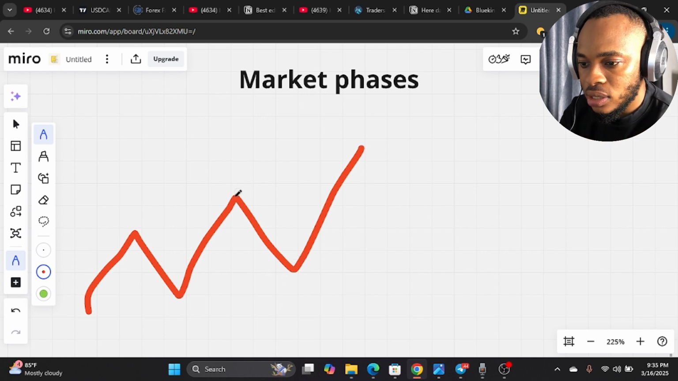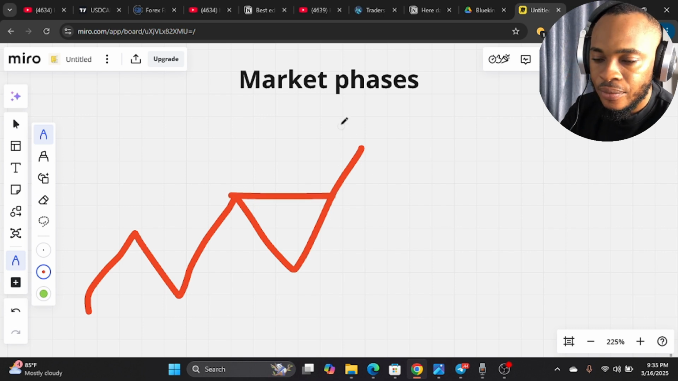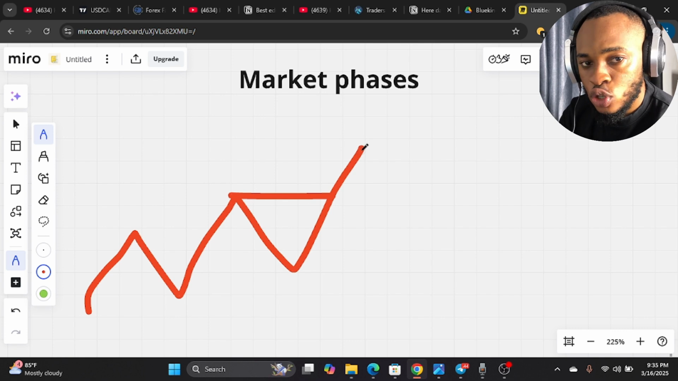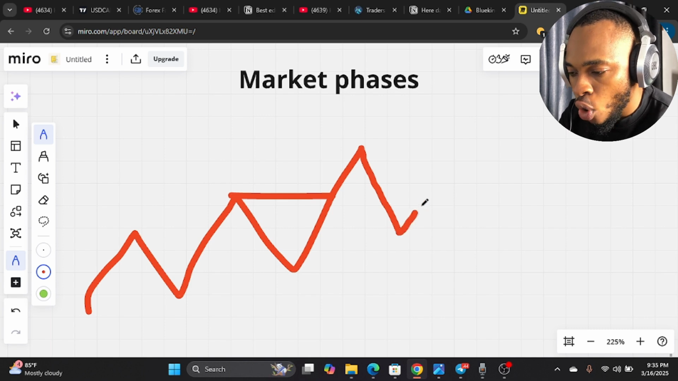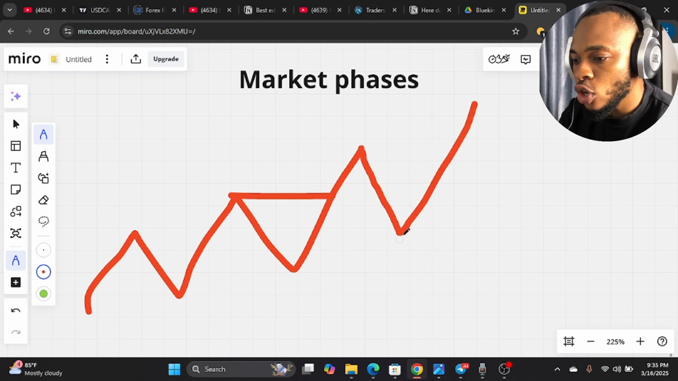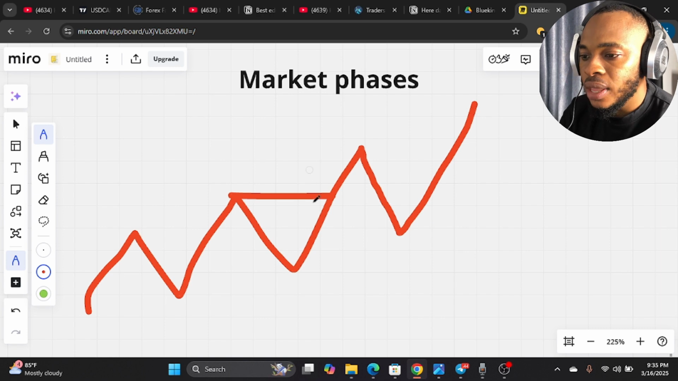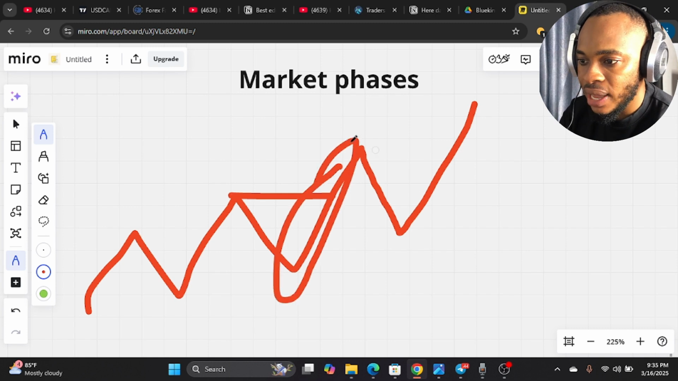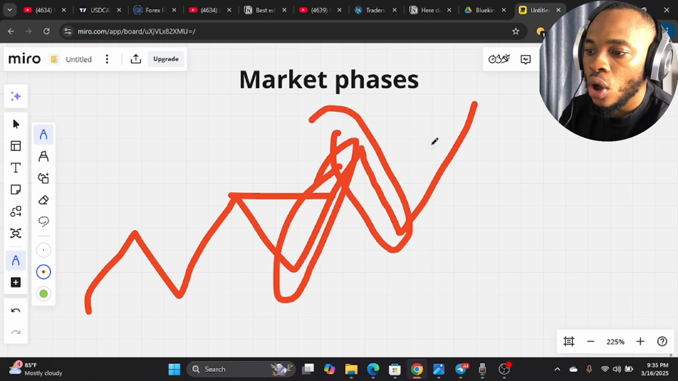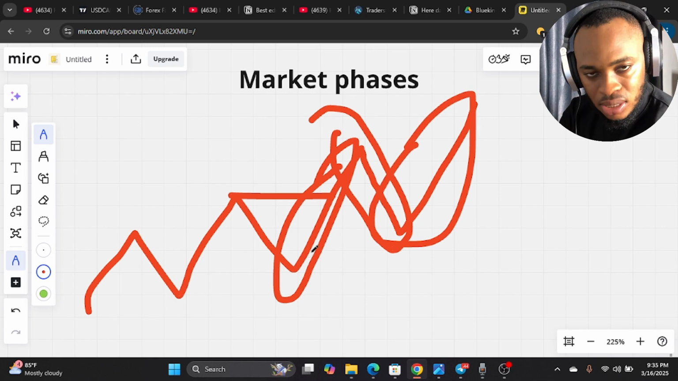Either the market is impulsively expanding and breaking the previous high, that's phase one. Phase two is when the market is retracing. And phase three is when the market is continuing to go up. So your duty is to identify what phase we are in when you come to the market. Are we in this phase, or this phase, or this phase? That is it.